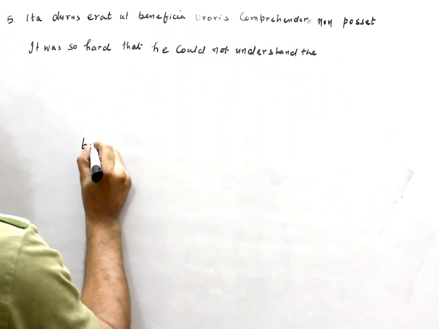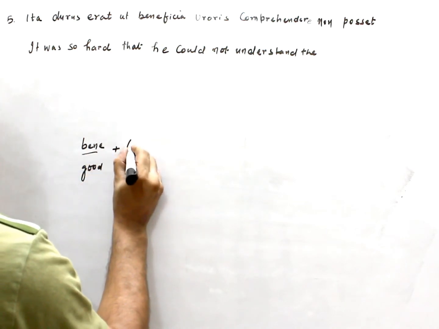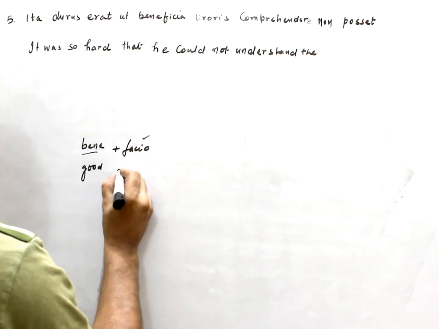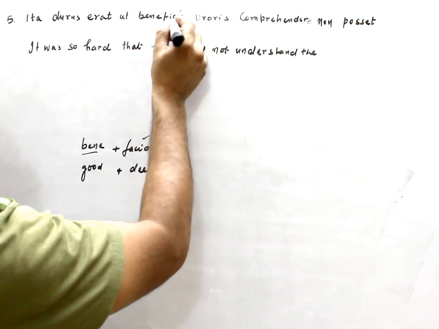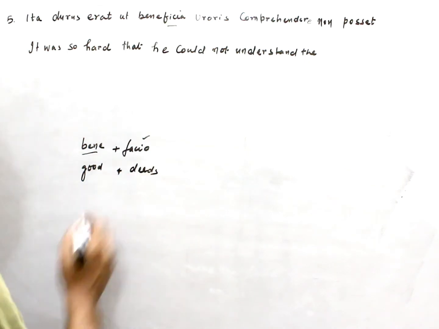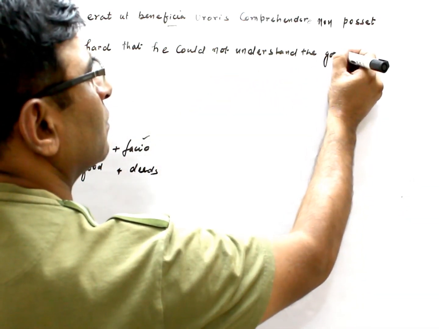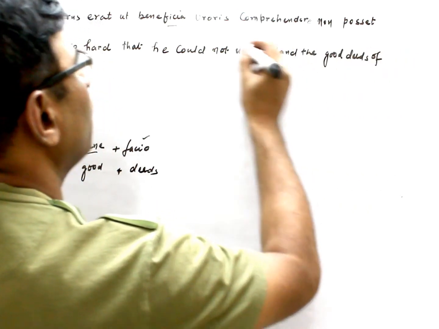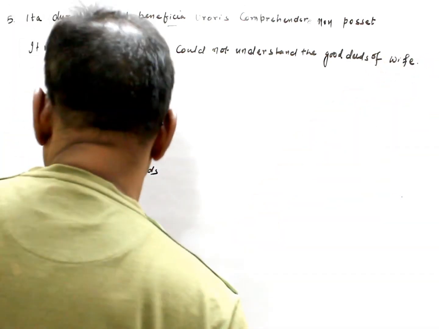beneficia. Now, bene means good, and this is again from Fabio. So it is here we take deed because it is neuter. So it is deeds, plural. Could not understand good deeds of woman or wife.